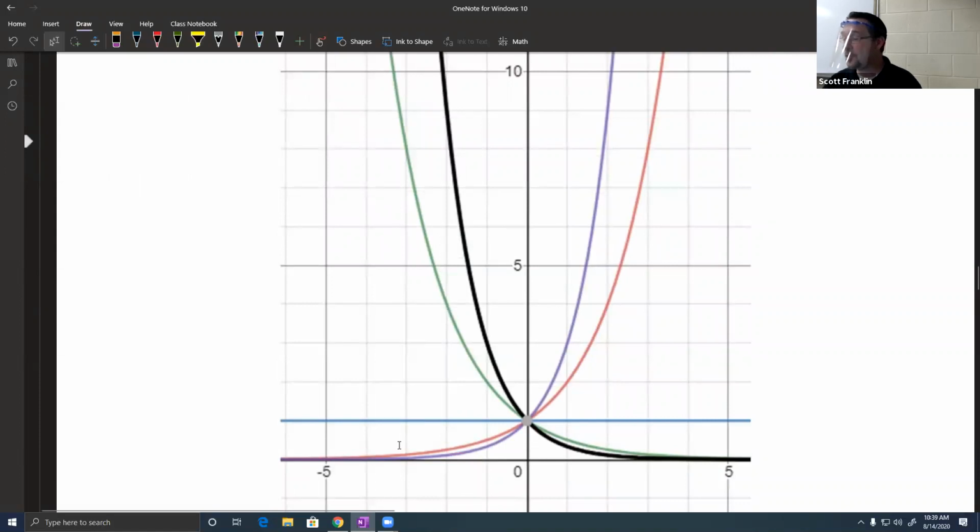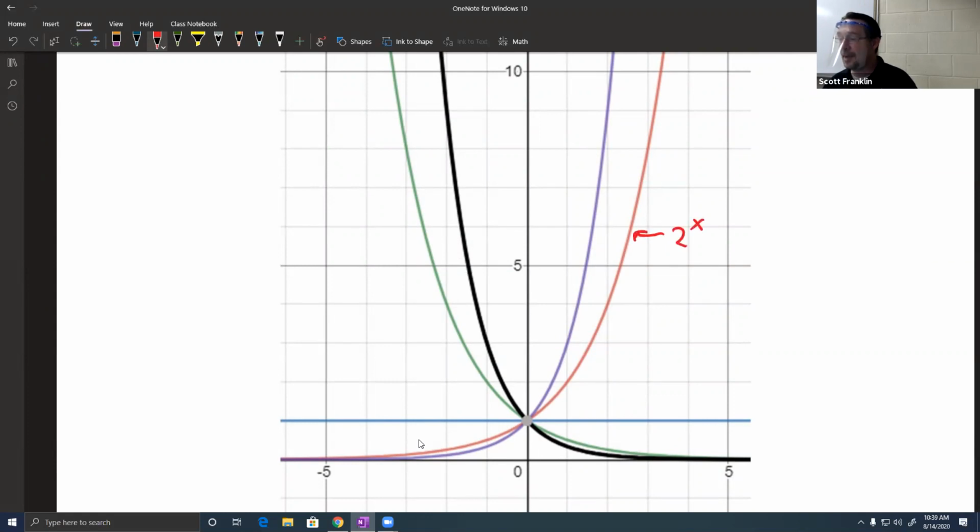So I have graphed on here several different exponential functions. So look at the red one. You see the red one is, other than the blue, the highest one on the left-hand side, and it's the lowest one on the right. It's kind of the slowest growing one on my picture here. The red one, that one right there, is 2 to the x.